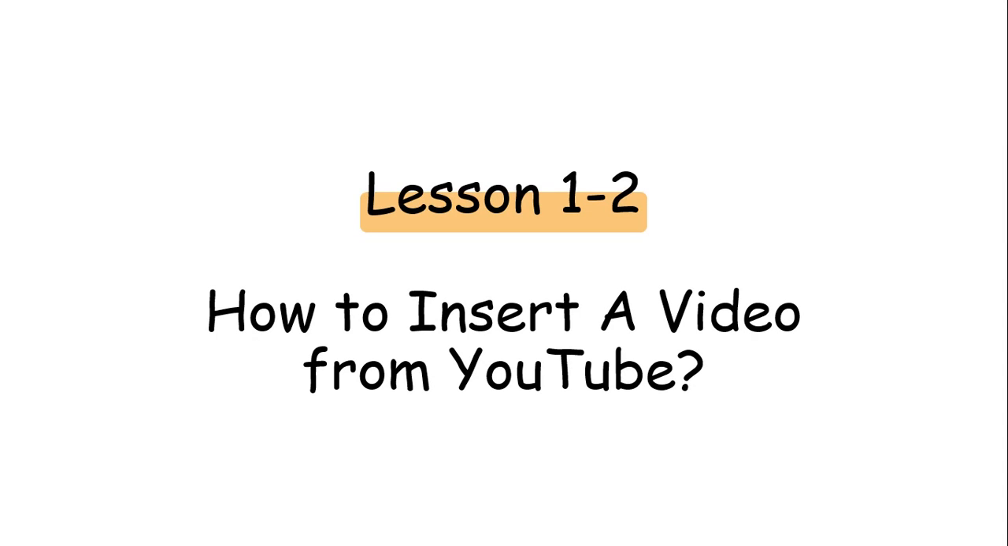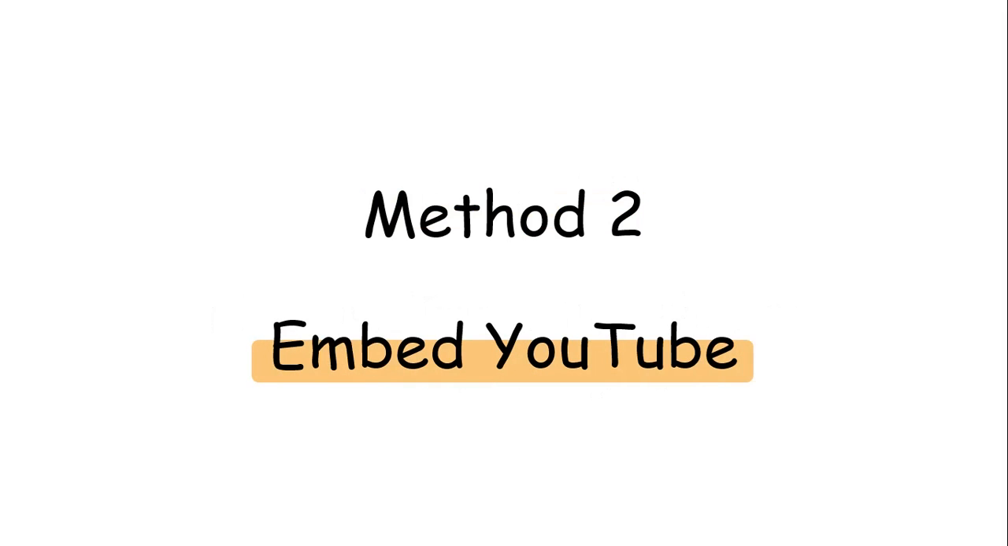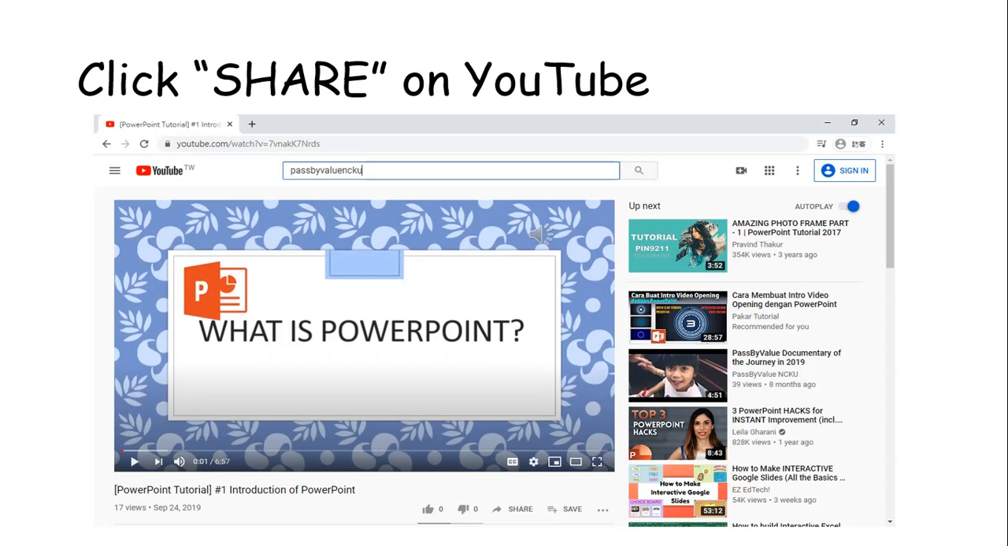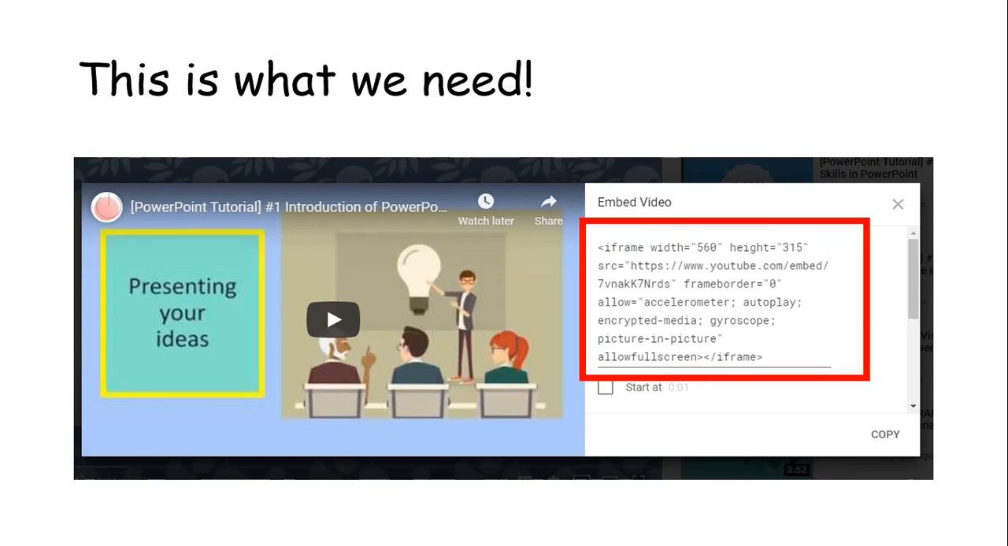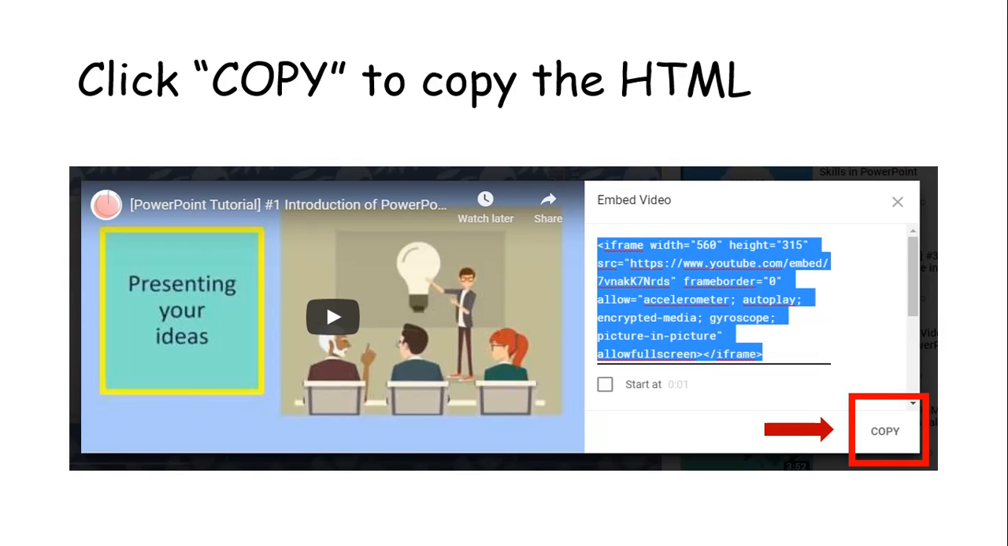Today I'm going to teach you another way to insert videos. Another way is to embed YouTube. First, find the video on YouTube and left-click on Share. Then you will see this and left-click on Embed. This is what we need. Then left-click on Copy to copy the text.